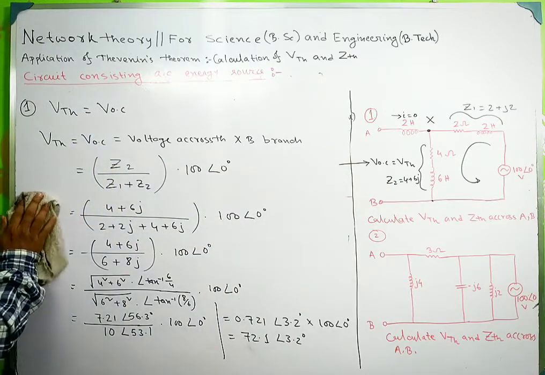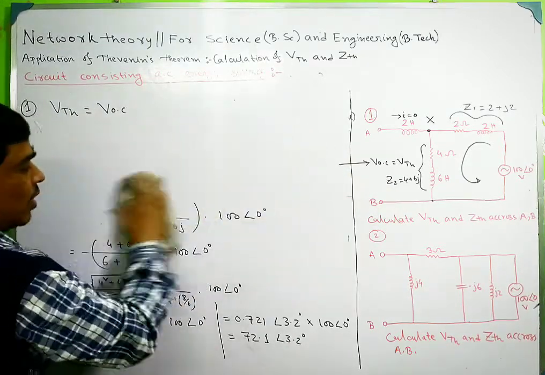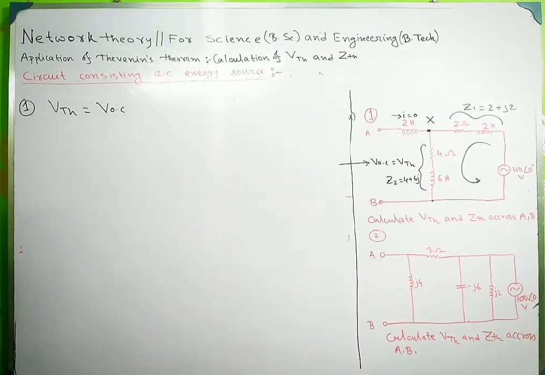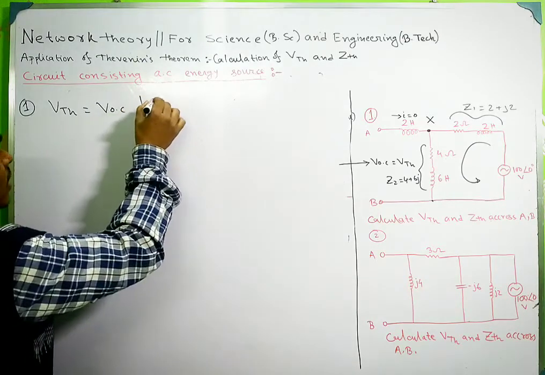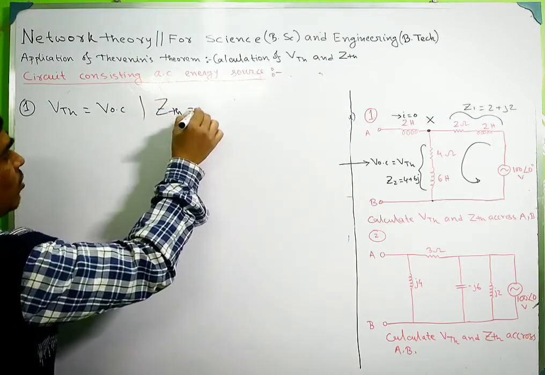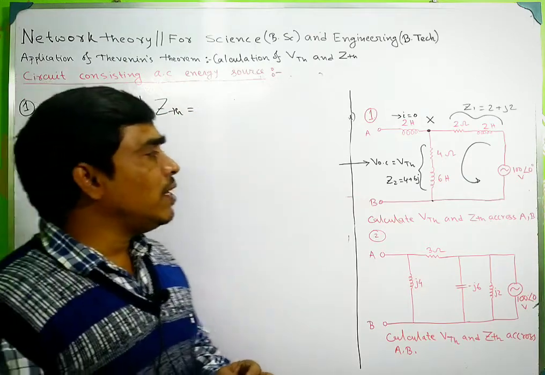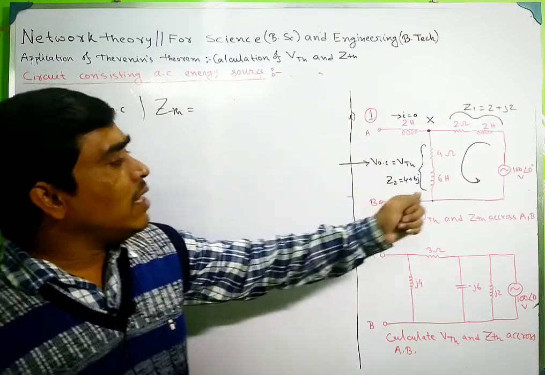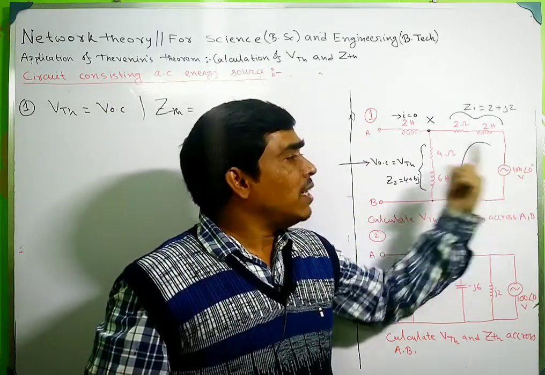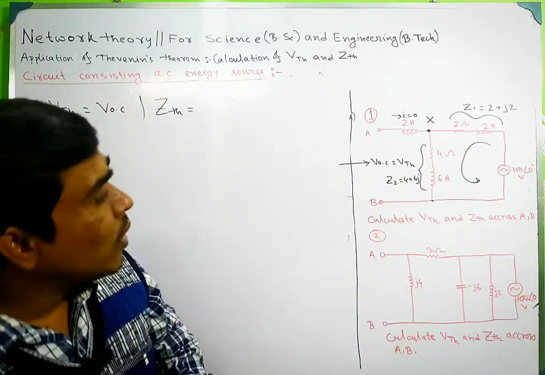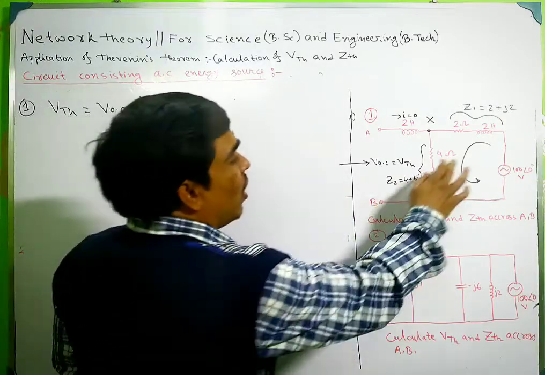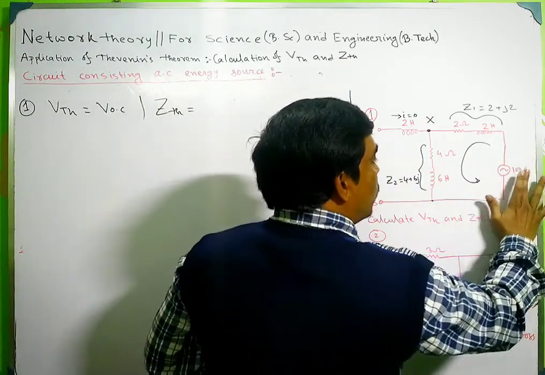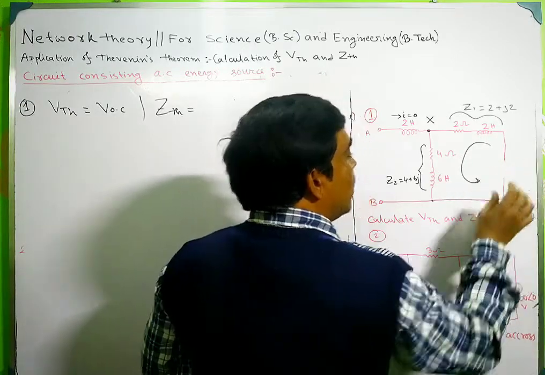Now you have to calculate the Thevenin impedance. How to calculate this Thevenin impedance? The Thevenin impedance is equal to the equivalent impedance seen across the open circuited terminal by replacing all the voltage sources by their internal impedance. So to calculate the Thevenin impedance, you have to replace the voltage source by its internal impedance.